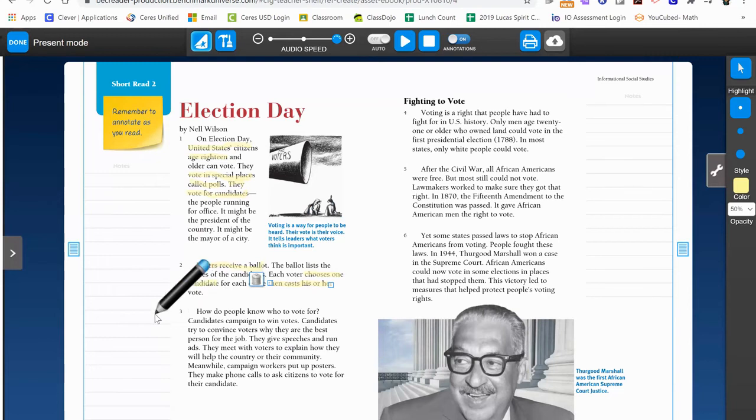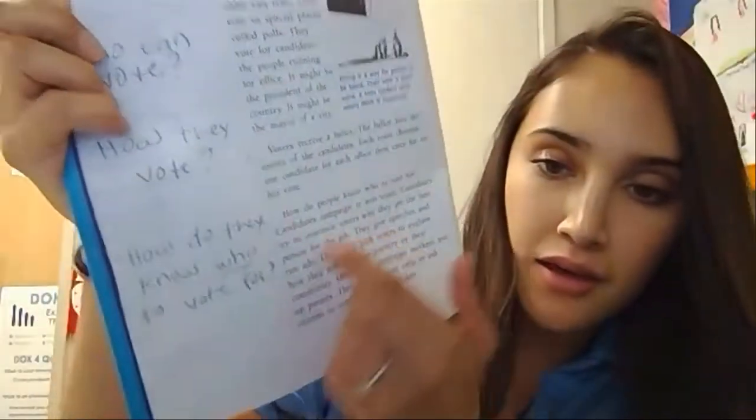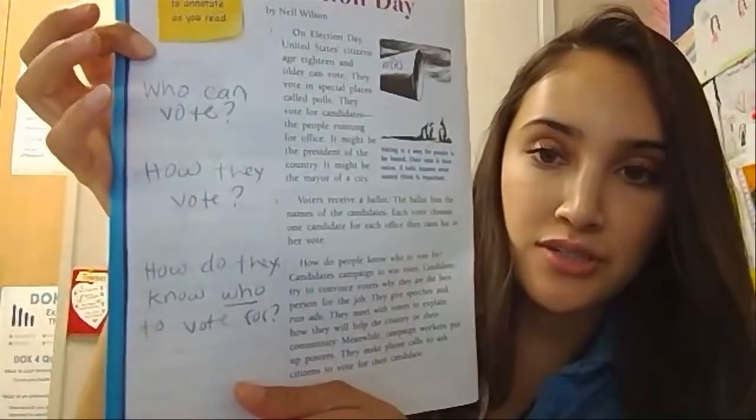How do people know who to vote for? So I'm actually going to let you guys read paragraph 3 on your own, and you are going to find any key details that help you answer any of these 3 questions. Who can vote? How do they vote? And how do they know who to vote for?